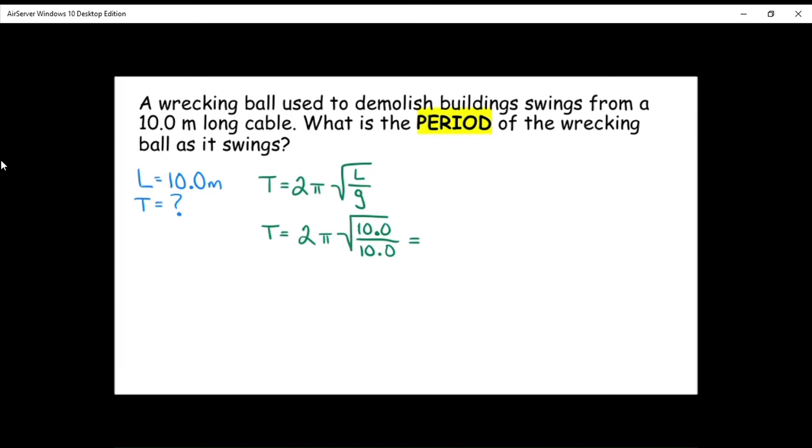All right, so we'll plug this in our calculator. 10 divided by 10 is 1. Take the square root of that, multiply by 2 pi, and you get 6.3 seconds. Final answer. Take a second to pause if you need to. Okay, let's go on to the next one.